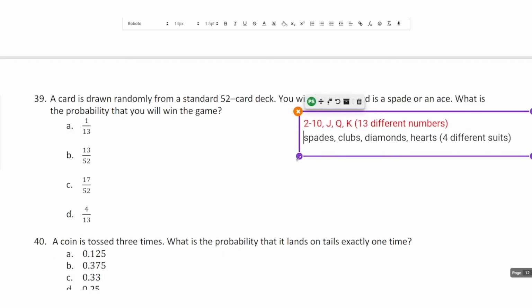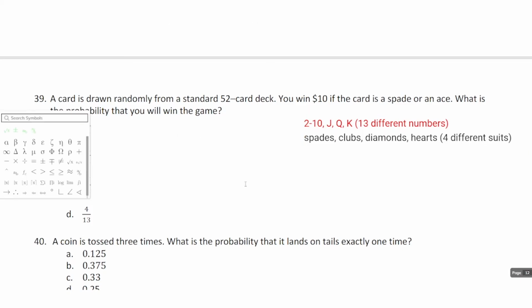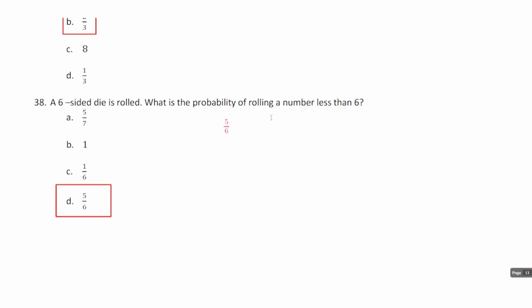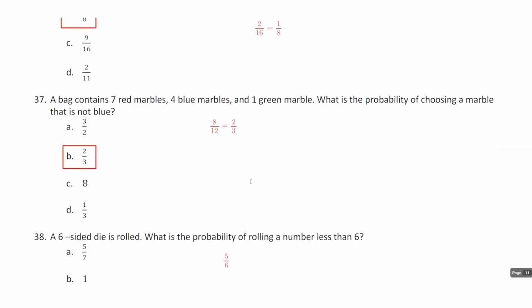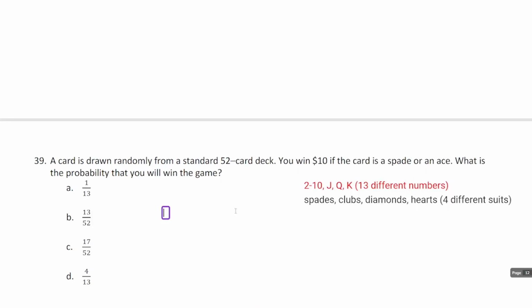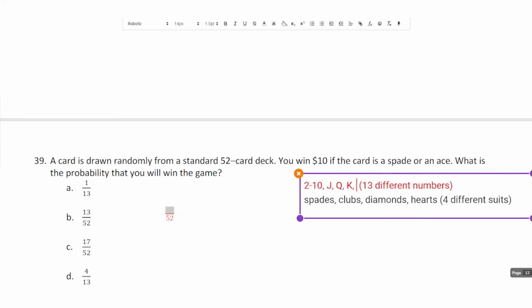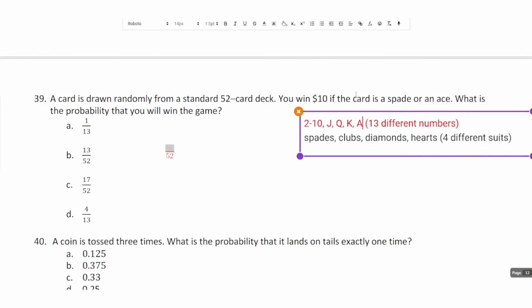Okay, so this says you win $10 if the card is a spade or an ace. What is the probability that you will win the game? So you've got to be careful here because we're still going to use this formula, right? The number of desired outcomes out of the total number of outcomes. So what we need to do is figure out of the 52 cards, how many are either spades or aces. So there are going to be a total of 13 spades, right? There's 13 values. Oh wait, I missed one, the ace. You recognized that before I did. But yeah, so there's 13 spades.